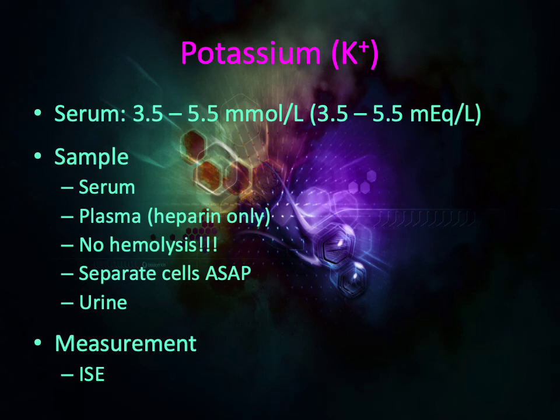The normal range for serum or plasma is generally 3.5 to 5.5 millimoles per liter or 3.5 to 5.5 milliequivalents per liter. Serum and plasma, heparin only, are common specimens to analyze. The cells must be separated ASAP to prevent cellular leakage into the serum or plasma, and hemolysis must be avoided. Urine can also be tested. Measurement is by ISE.